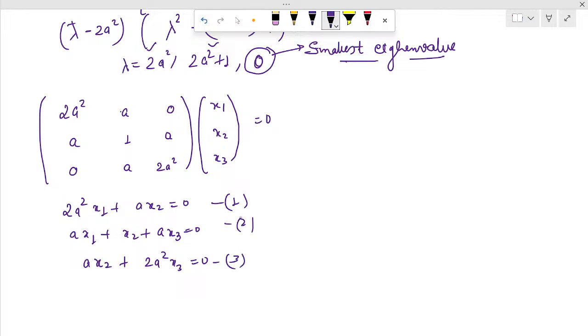What you do is subtract the third from the first. What you will get is 2a square x1 minus 2a square x3 equal to 0. So from here, x1 would be equal to what? x3.